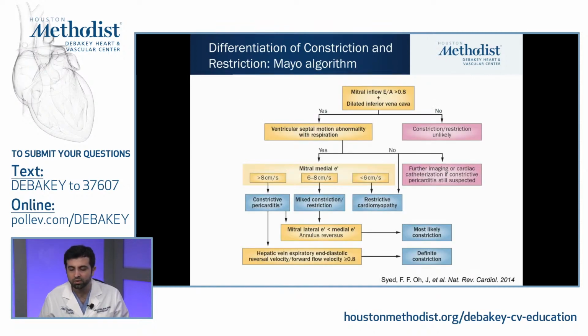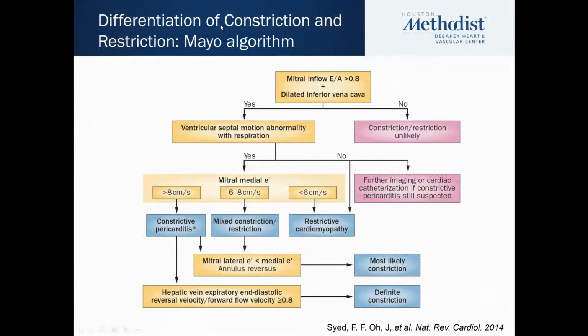Since then, this has been a little bit more refined, and this is the algorithm that's really recommended now. You start by establishing that there's a high E to A ratio. The patient has heart failure symptoms, maybe not, because you can have features of constriction, but the patient clinically wouldn't be in constriction, and that could be early features of it. So look for dilated IVC, and then look for the septal motion abnormality, particularly the one that occurs with respiration rather than with every heartbeat.